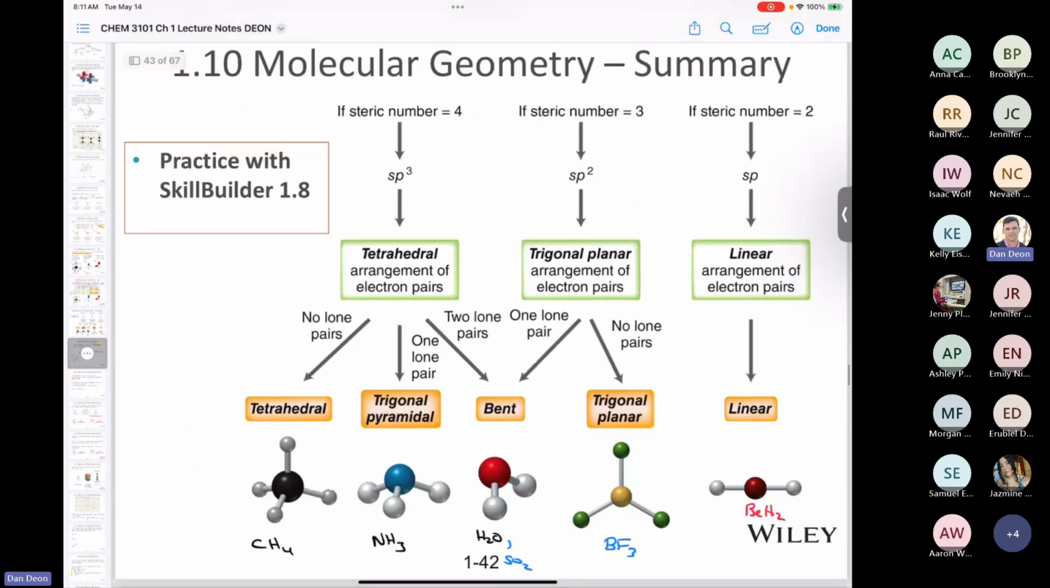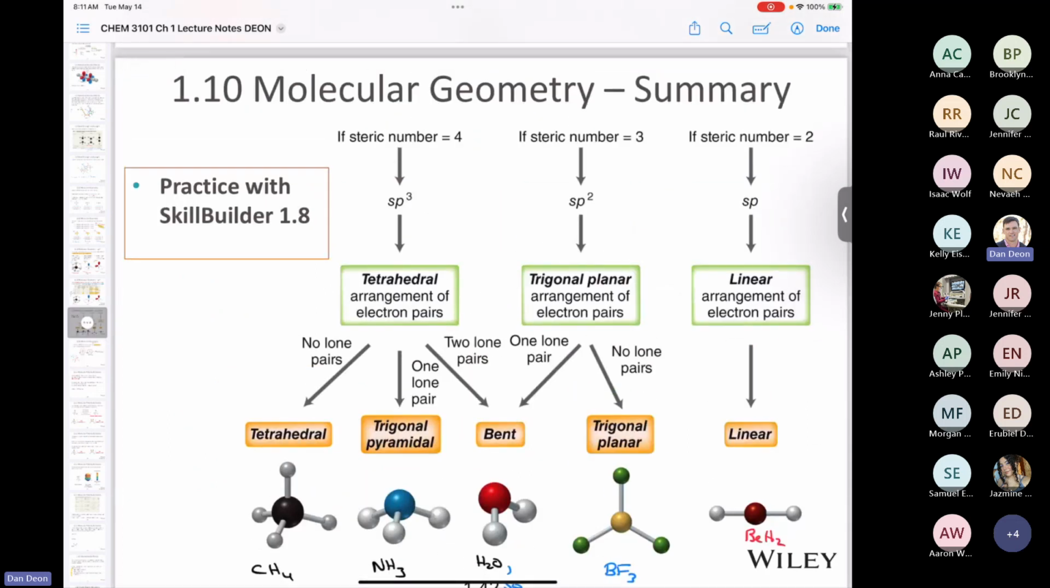So just to review, you have to be familiar with what a steric number is, hybridization, molecular geometry, electron geometry. We went over the difference between molecular geometry, which considers only bonds, and then electron geometry, which considers bonds and lone pairs. We went over that last class.